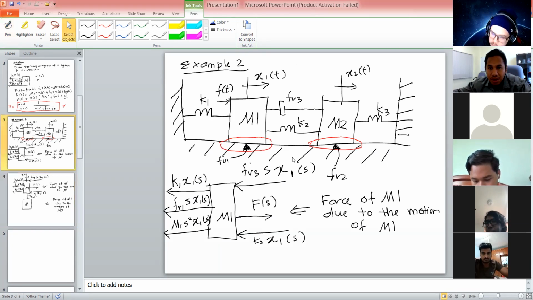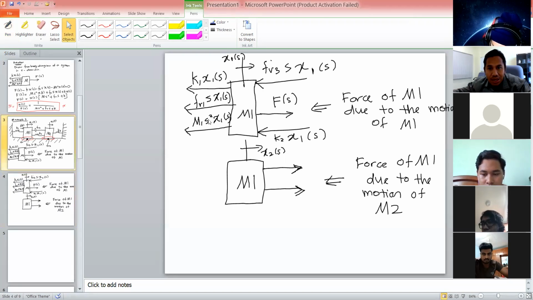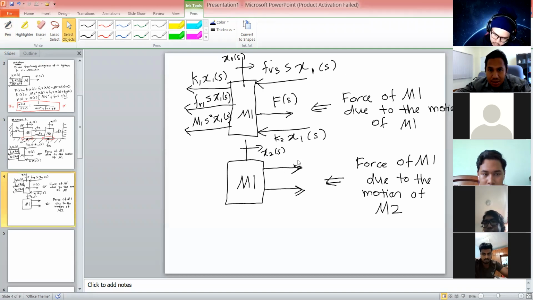So the only link we have here is K2 and FV3. Now it's a little bit different. The force here is supposed to be in the reverse direction, with all the friction here. It's a different direction with this. So now we have FV3 and K2, right?